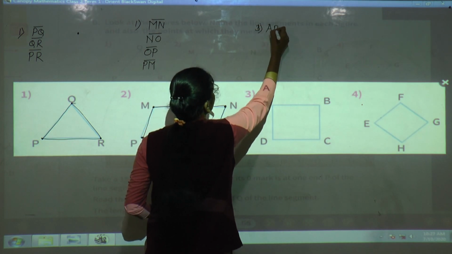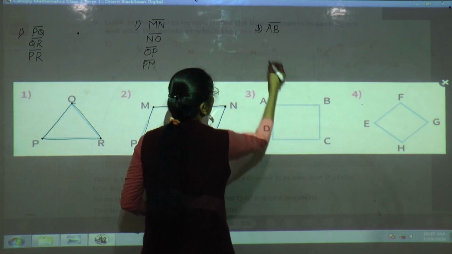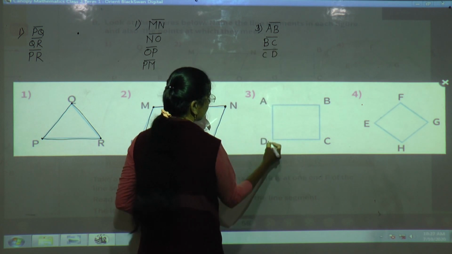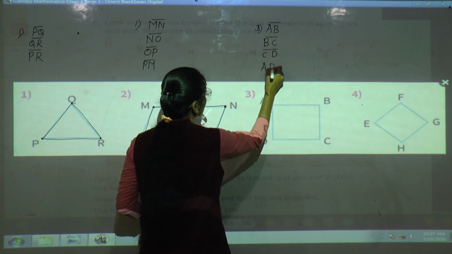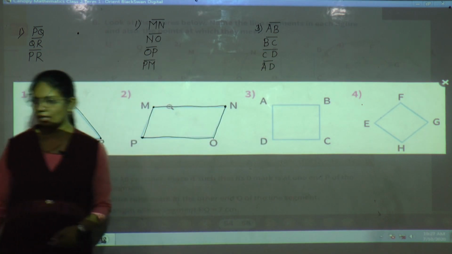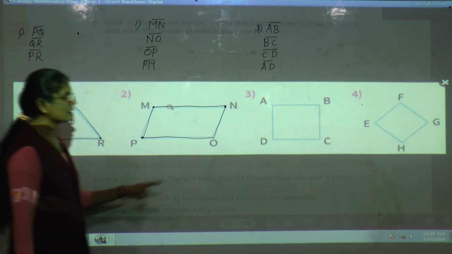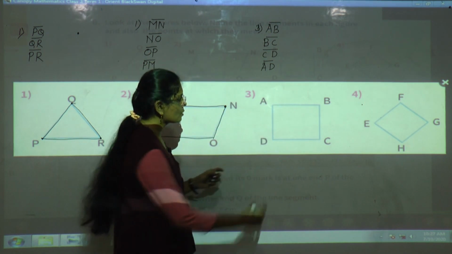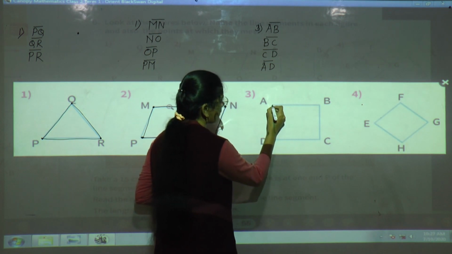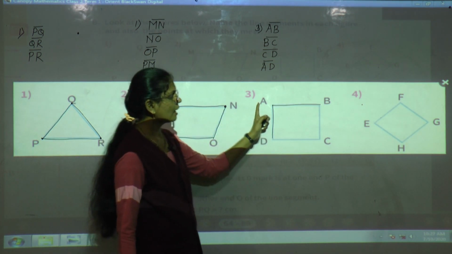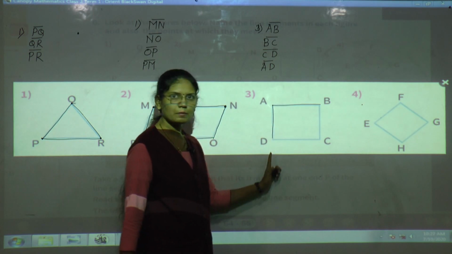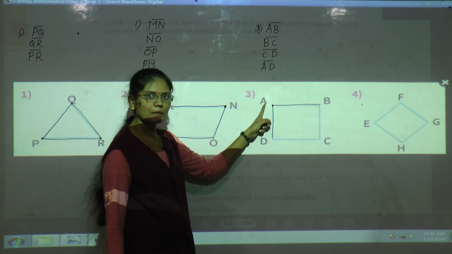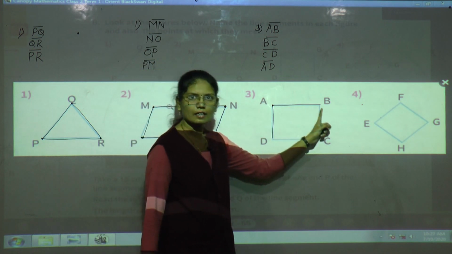AB, then BC, then line segment CD and the line segment AD or DA also you can write. Now tell me students, line segment AD and AB, at which point can they meet? These two line segments, see these two line segments AD and AB. AD and AB can meet at point A. So this is the midpoint of line segment AD and AB.